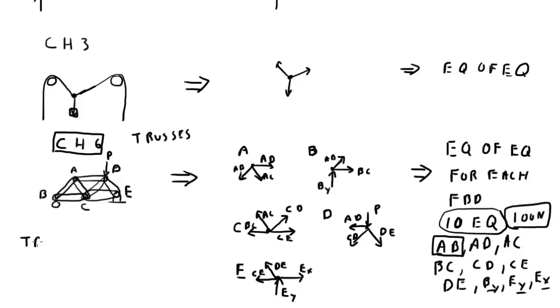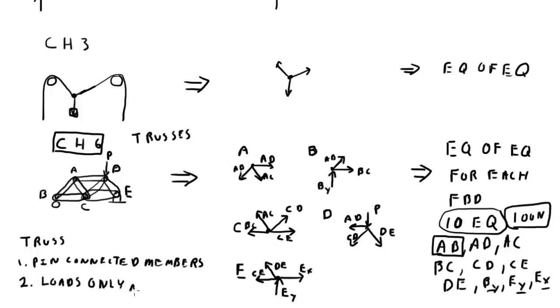So what's a truss? A truss is pin-connected members. And the second requirement, loads only at connections. Alright, so those are the 2 requirements for a truss. Only pins are connecting these members, and the loads are only at those connections.